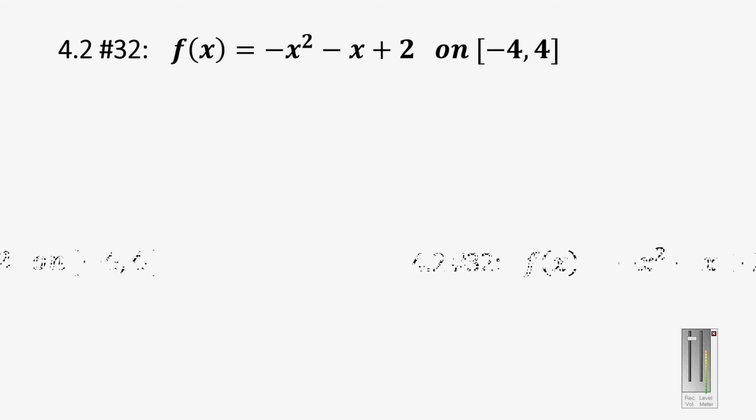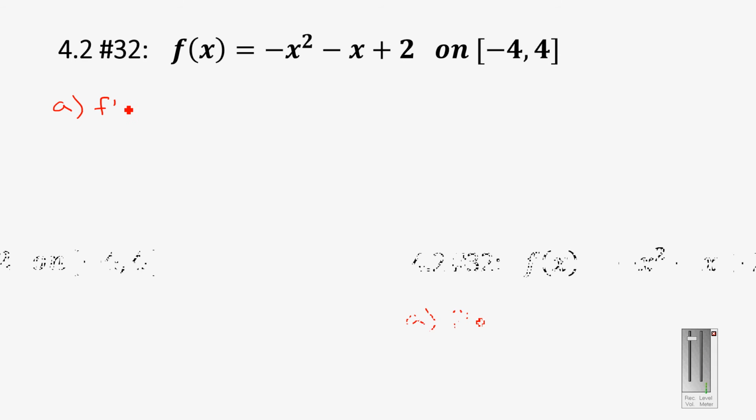All right. So again, 4.2, number 32. There's my function, negative x squared minus x plus 2 on negative 4, 4. So the first thing to do is look for critical points. Step A is going to be to find the derivative, because the critical points are always found where the derivative is equal to 0.